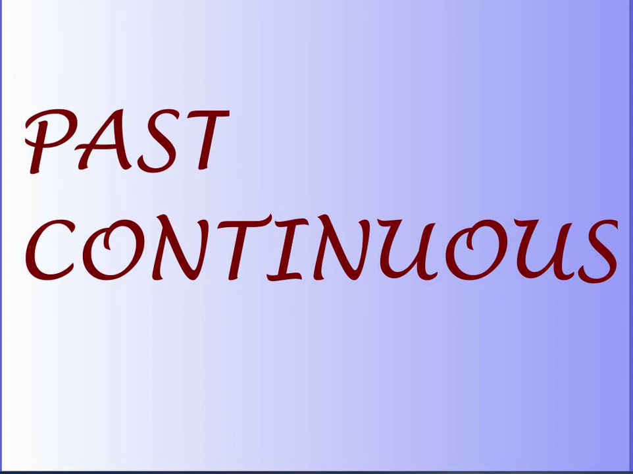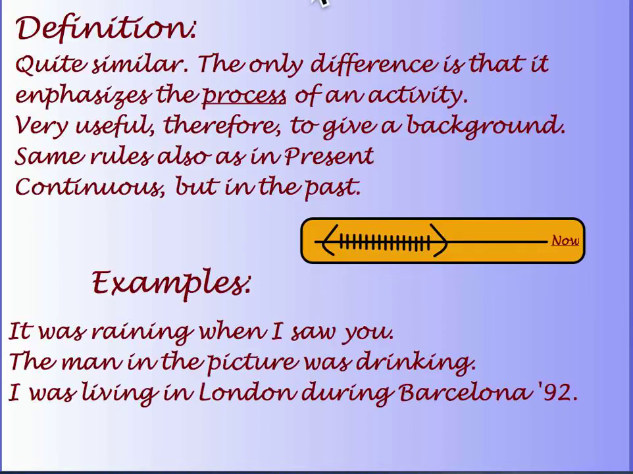That was quick. Now let's focus on past continuous. Also a definition. It is quite similar. As you can see here, it's a moment in the past that is finished, but the only difference is that it emphasizes the process of an activity, okay, the process, what's going on. So that's why it's very useful to give a background. A background is a process, okay?